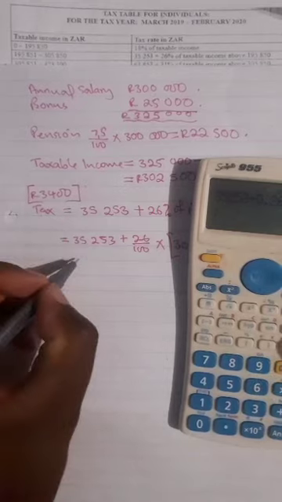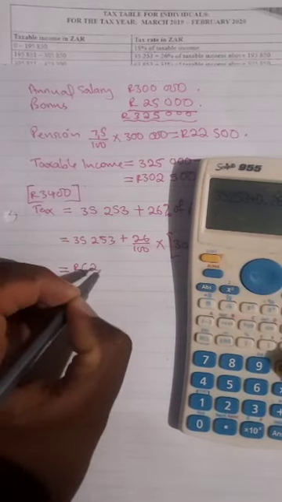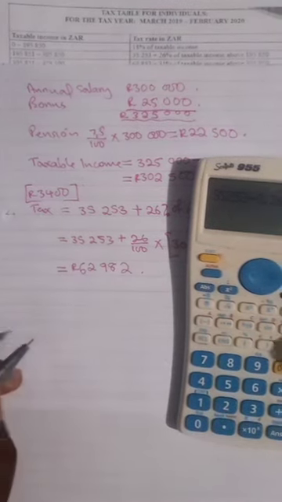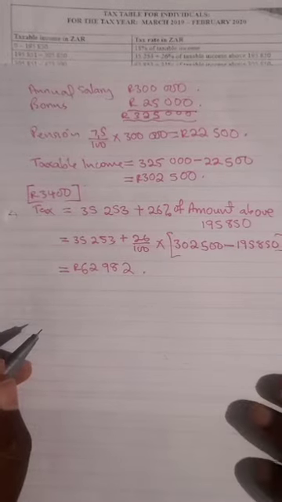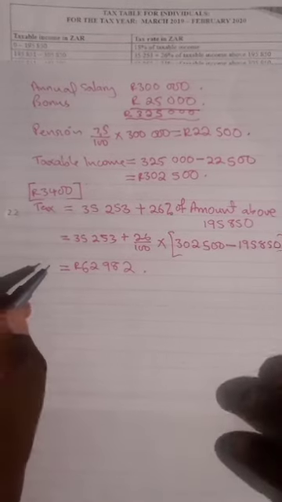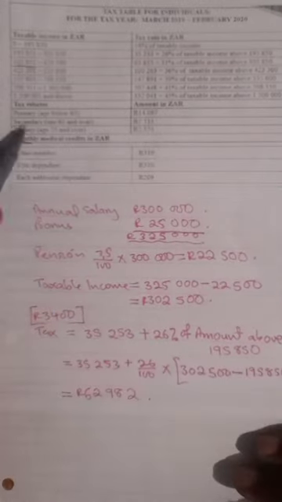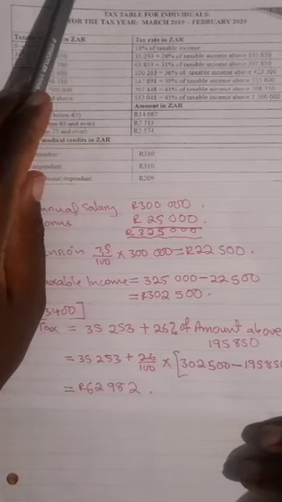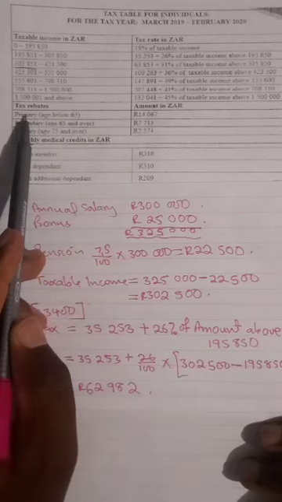And there we get our amount as 62,982. And then we need to subtract our rebates. This person is 44, so the person is only entitled to the primary rebate.